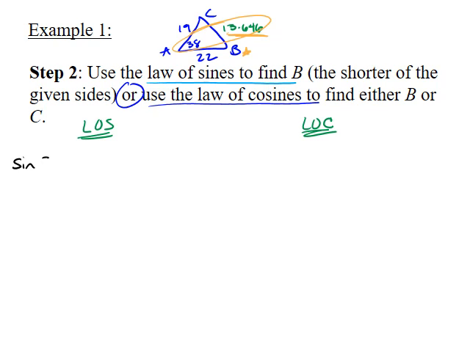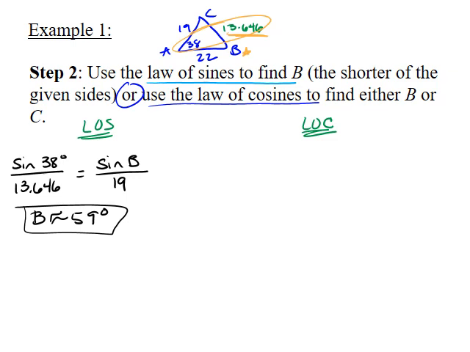So I'll have the sine of 38 degrees divided by 13.646 is equal to sine of B, and again I'm finding B because I know it's smaller than C, divided by 19. We've done this before. We'll cross multiply and we'll find that angle B is approximately 59 degrees.